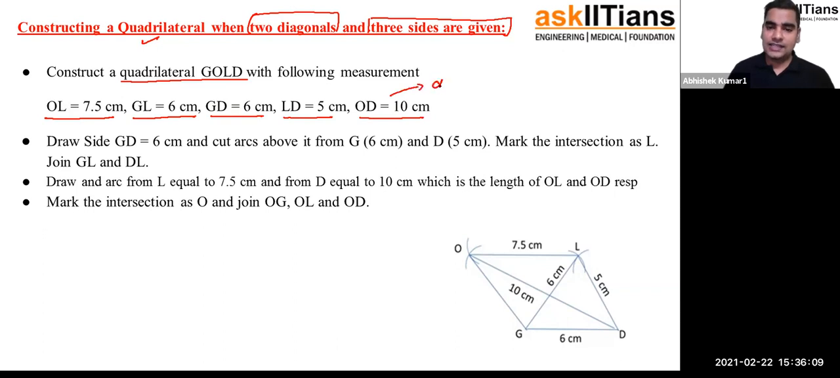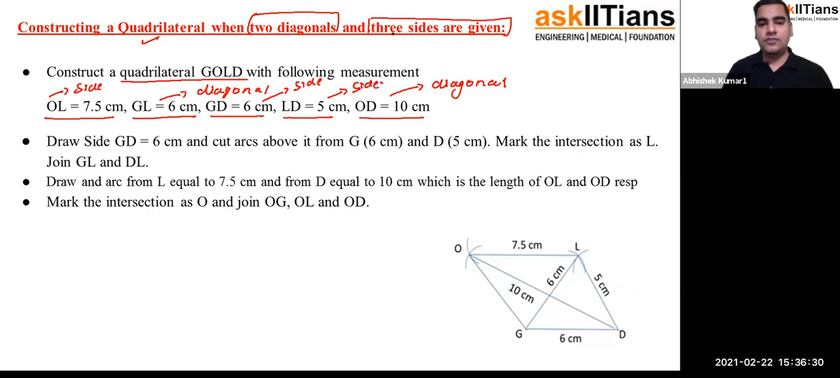So this side is one of the diagonals. Okay. OD is one of the diagonals. And apart from that, you have GL. This side is also one of the diagonals. And the remaining values are depicting sides. Like this is one of the sides of the quadrilateral, that is one of the sides of the quadrilateral, and this is also one of the sides of the quadrilateral. So we have to draw this figure.